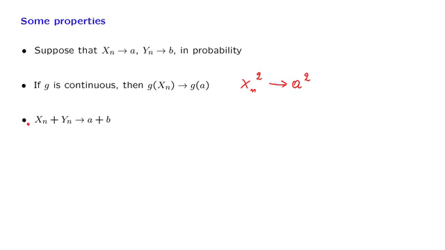However, there's an important caveat. Xn might converge to a certain number in probability. However, the expected value of Xn does not necessarily converge to that same limit. So convergence of random variables does not imply convergence of expectations, and we will be seeing an example where this convergence does not take place.